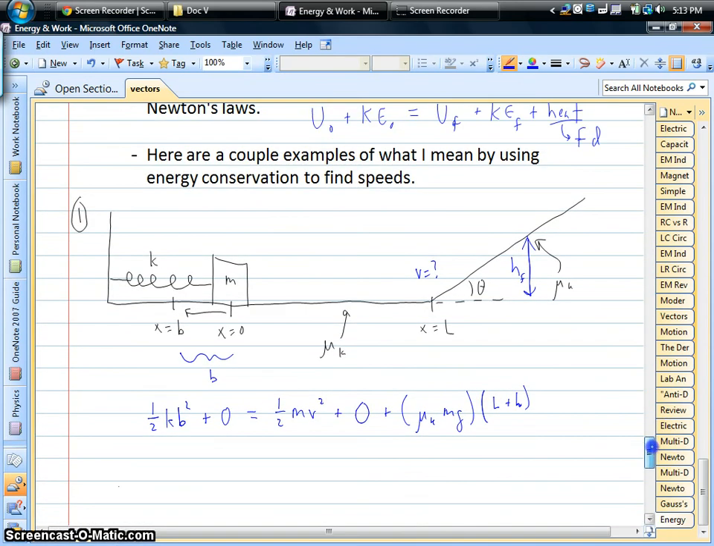That's what our energy equation looks like, and we could actually go ahead and solve for the speed out of that kinetic energy term. Now, what if the problem is to figure out what the final height is on the ramp?